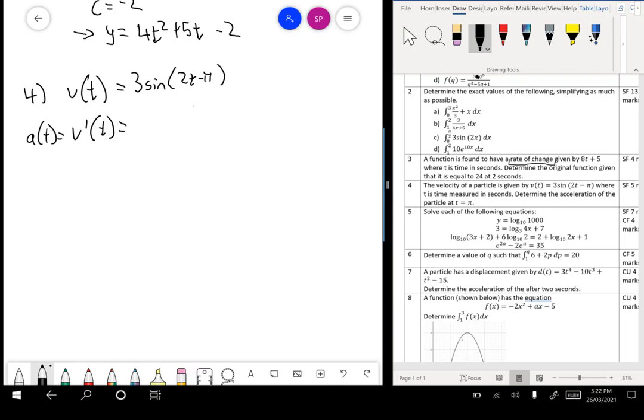Anyway, we're going to eventually find the acceleration at time equals pi. Okay, that's for later. Let's differentiate. So as always, the 3 is going to hang out. Sine differentiates to positive cos. The brackets will never change.